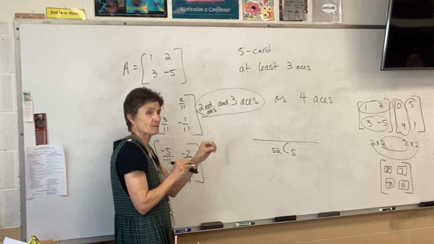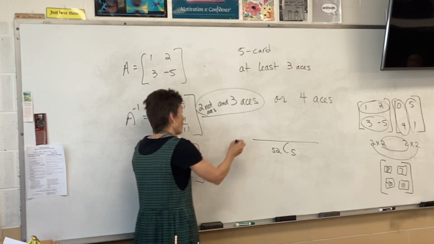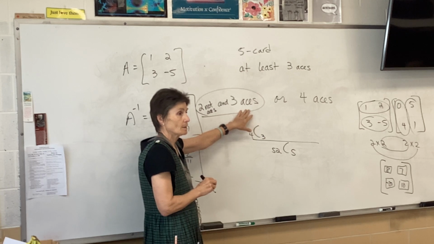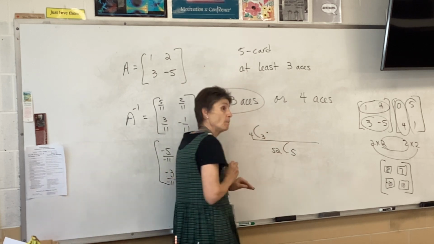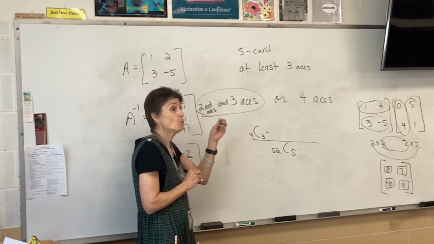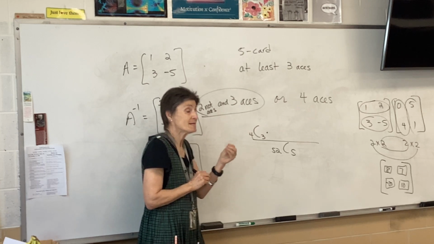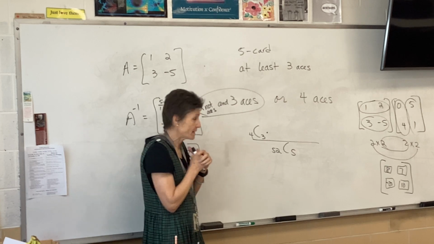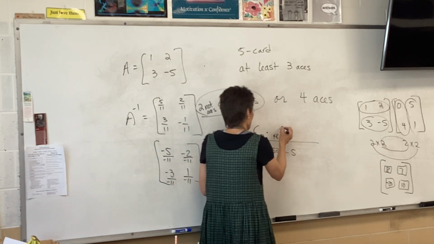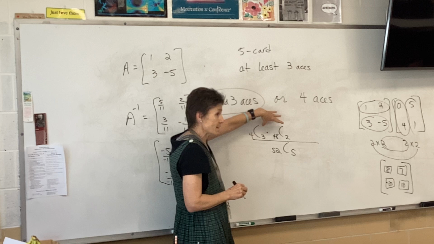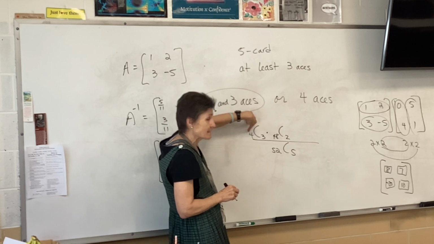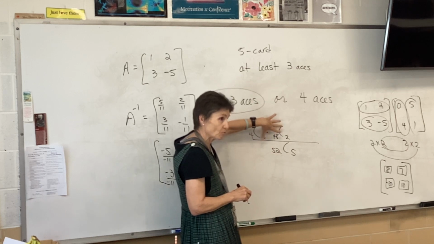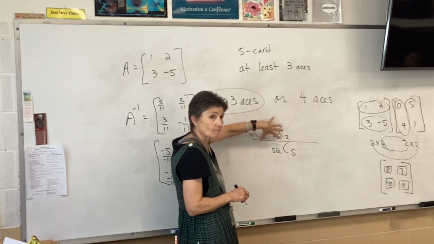Okay, how many aces are in the deck? 4, and we're picking 3 of them. And so I'm going to multiply. 2 not aces. How many not aces are in the whole deck? 48, and you're picking 2 of them. So this right here is 3 aces and 2 other cards. That's your 5.